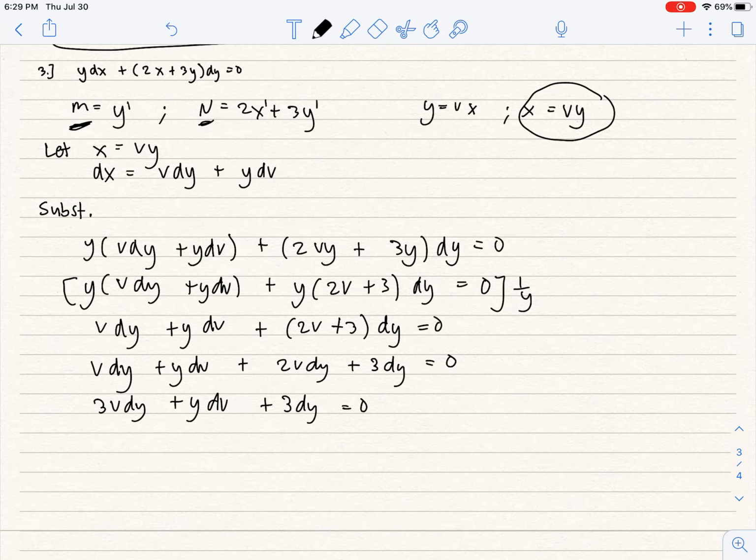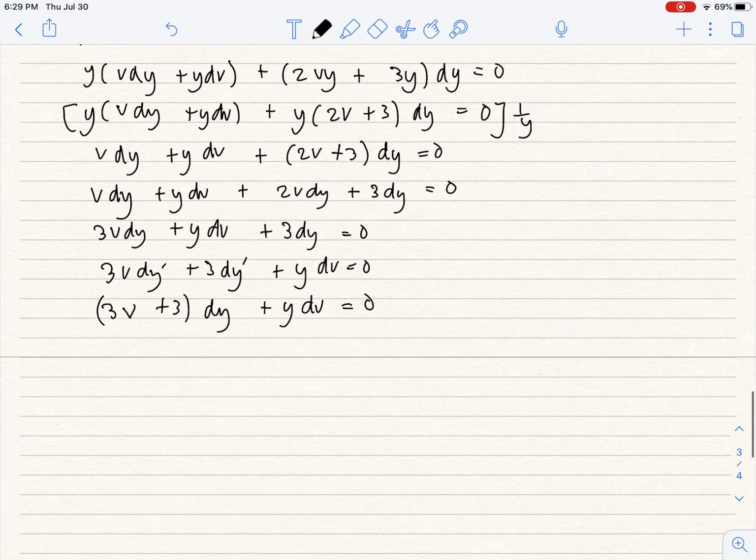Okay? Then next is to look for the same differential. So the same here is this dy or this dy. So we can factor it out, or we place them side by side so you won't get confused. 3v dy plus 3 dy plus y dv. So we just moved this one and this one, we just swapped their positions. Okay? Then factor out dy and dy. So this is just 3v plus 3 dy. Then plus y dv is equal to 0. Okay?